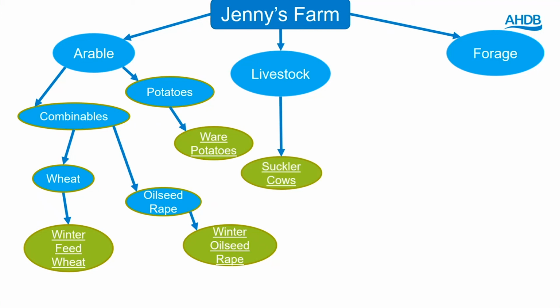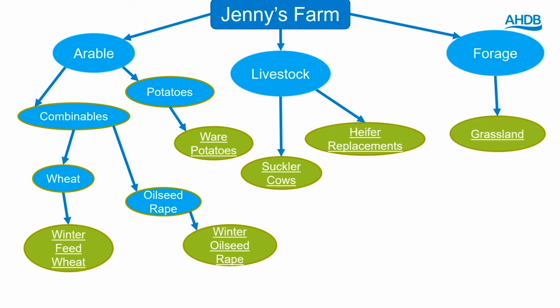In her livestock, she had the suckler cows, which will include the bulls, and the heifer replacements, which are being kept for breeding or for breeding sales. In her forage, she just had grassland. So as you can see, we're left with 6 enterprises underlined and highlighted in green, which Jenny would enter onto Farmbench. So let's actually have a look at how John would have entered his example farm on Farmbench.